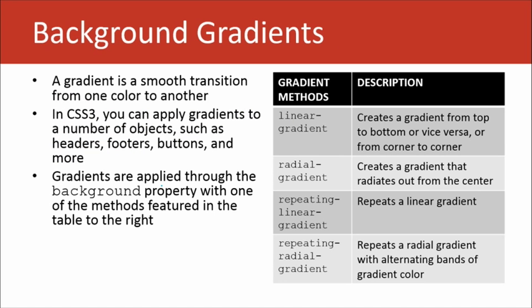Let's talk about background gradients. A gradient is a smooth transition from one color to another. And in CSS3, you can apply gradients to just about anything, right? Headers, footers, buttons, shapes, vector graphics. They're applied through the background property, and then you actually use methods, right? So if I have the background property in use, I'm going to add in linear gradient as a value. So if I have linear gradient right here, I would add that in as a value. And then there's some other coding that I have to do in order to make best use of that method.